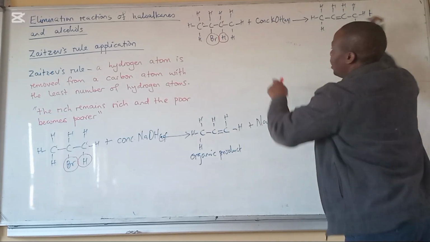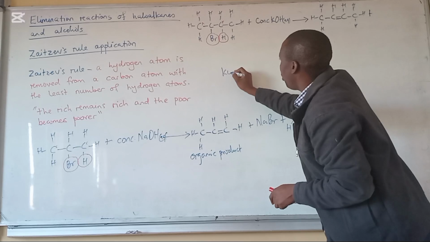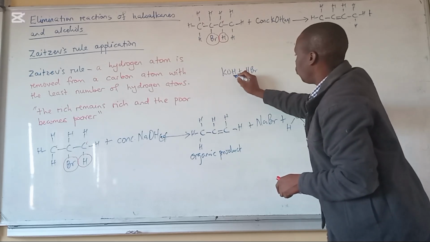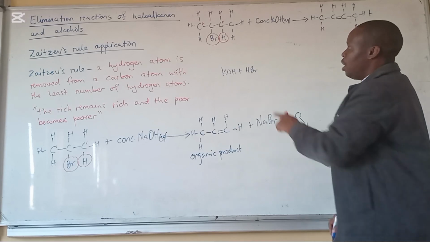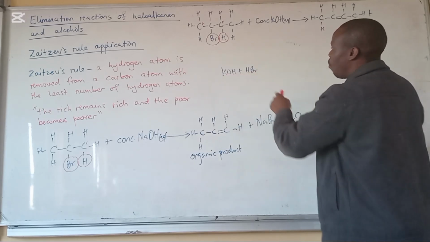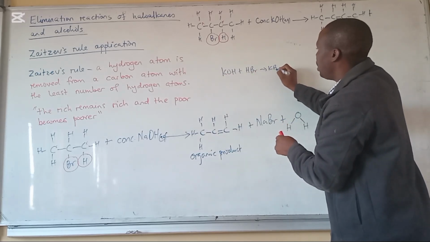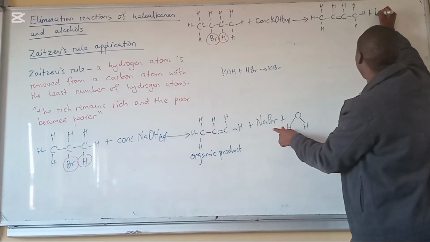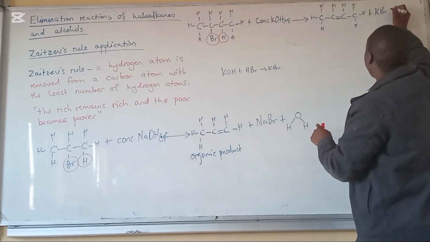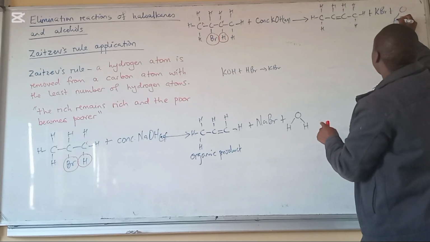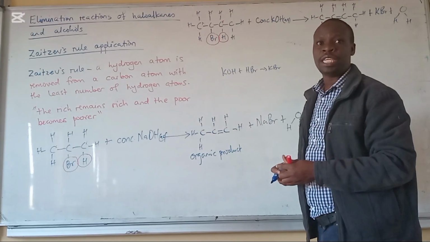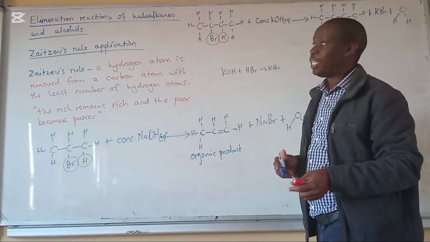The other 2 products, the inorganic products that will be formed, are the salt, which this time around, our KOH is going to react with HBr. So the salt that will be formed will be potassium bromide, KBr, unlike here where it was sodium bromide. So the salt will be KBr plus the water. This is the equation for the reaction that will take place.